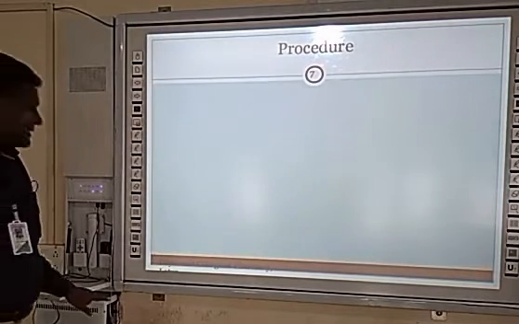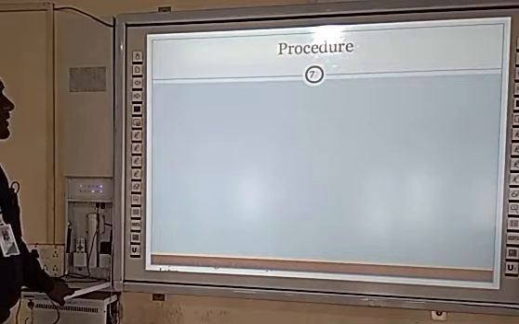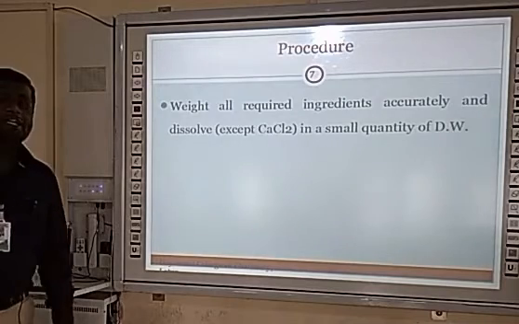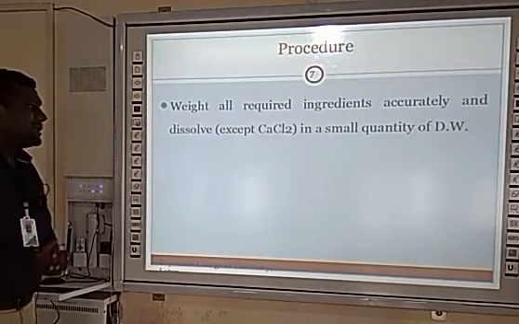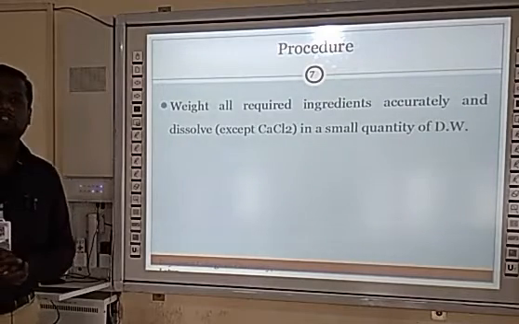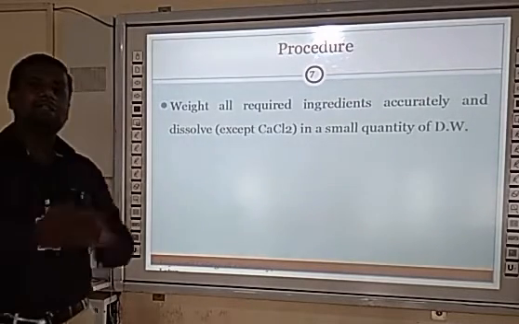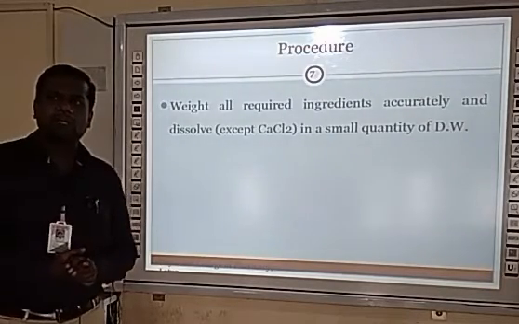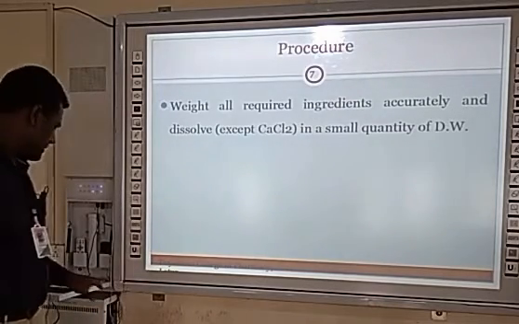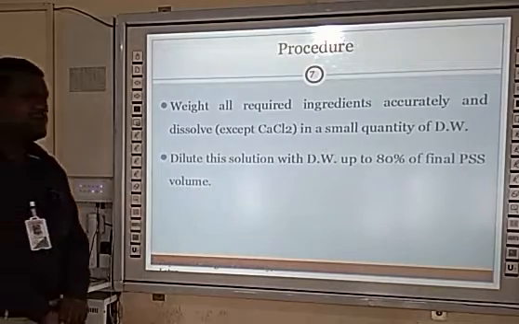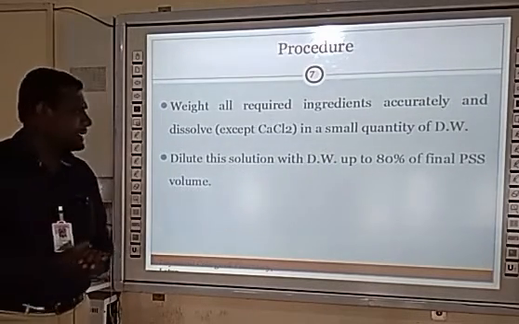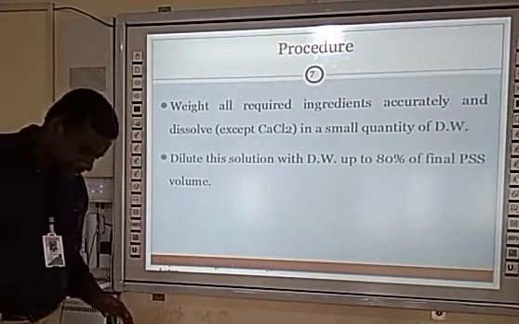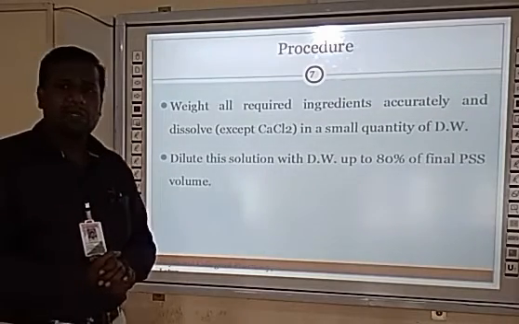Next we will discuss the procedure of preparing physiological salt solution. Weigh all the required ingredients accurately, as per the formula, and dissolve them, except calcium chloride, in a small quantity of distilled water. Then dilute this solution with distilled water up to 80% of the final PSS volume.